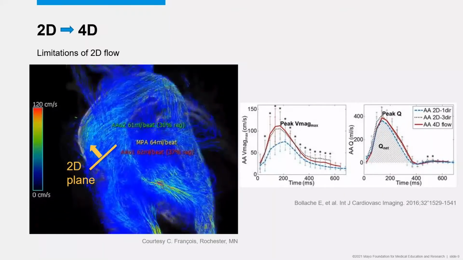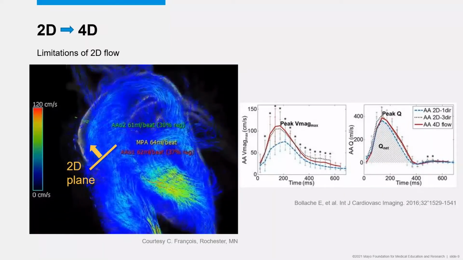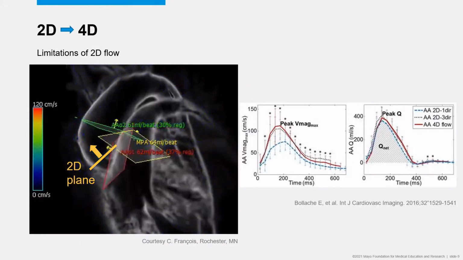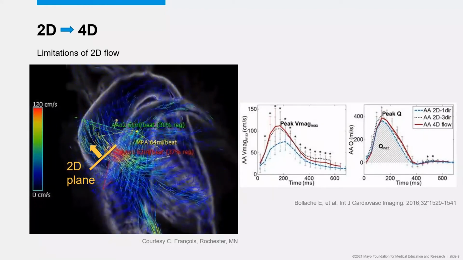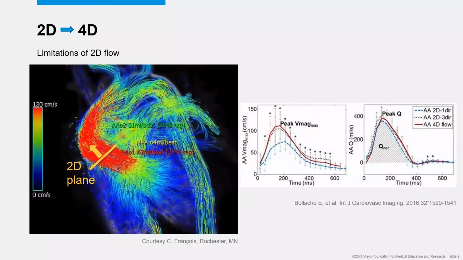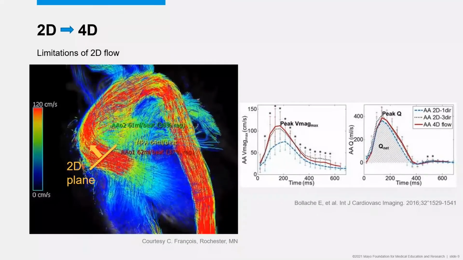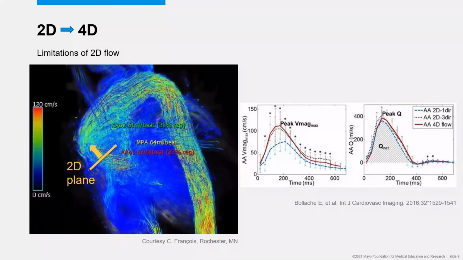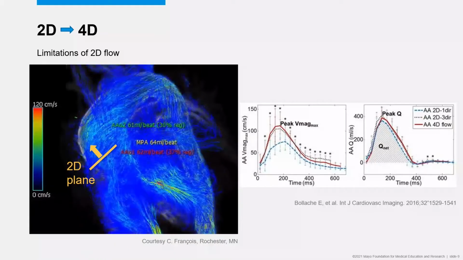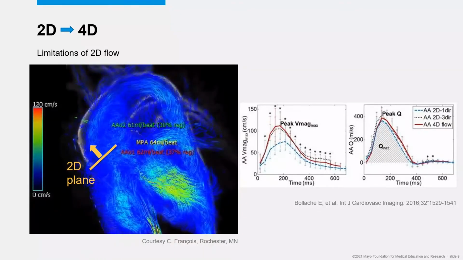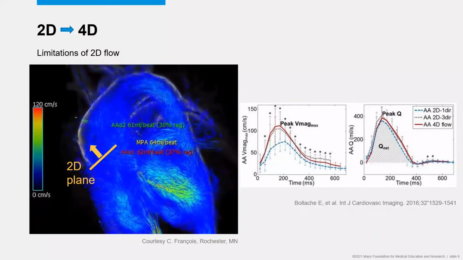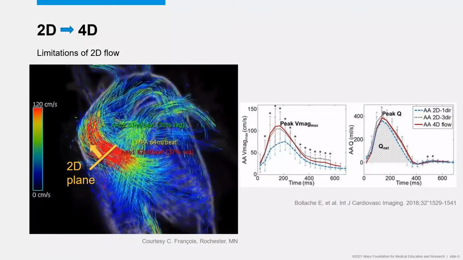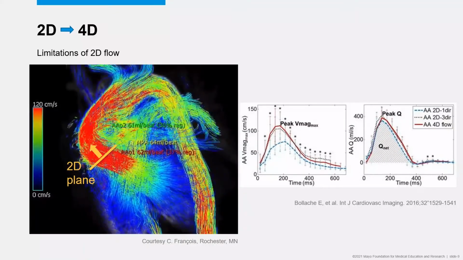The graph on the right shows the good agreement between one-directional 2D flow as well as 4D flow when it comes to measuring net flow. However, there is more variability when it comes to measuring peak velocity, with the standard one-directional 2D flow often underestimating the peak velocity, which is shown in this graph on the left, with the standard one-directional 2D flow measurement of peak velocity underestimated in relation to the 4D flow measurement.